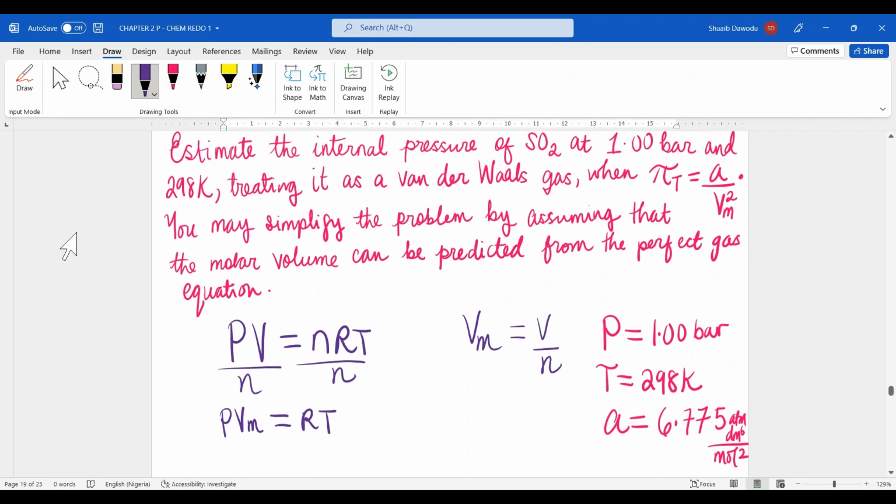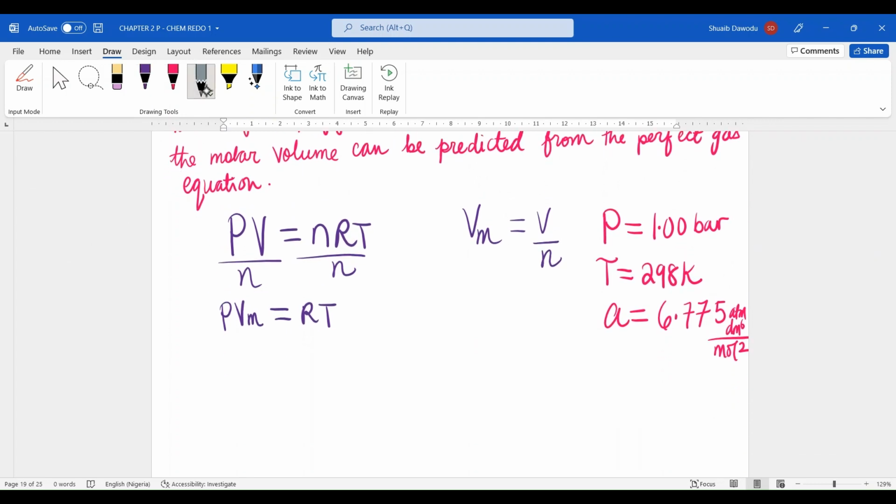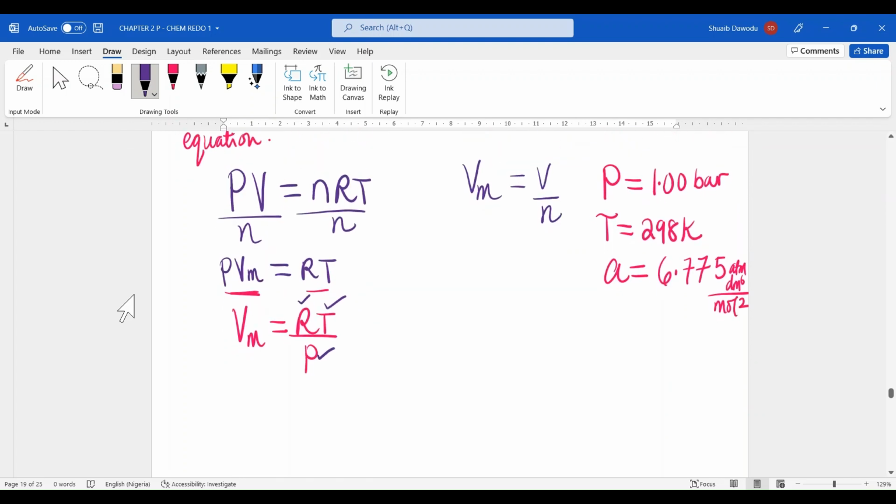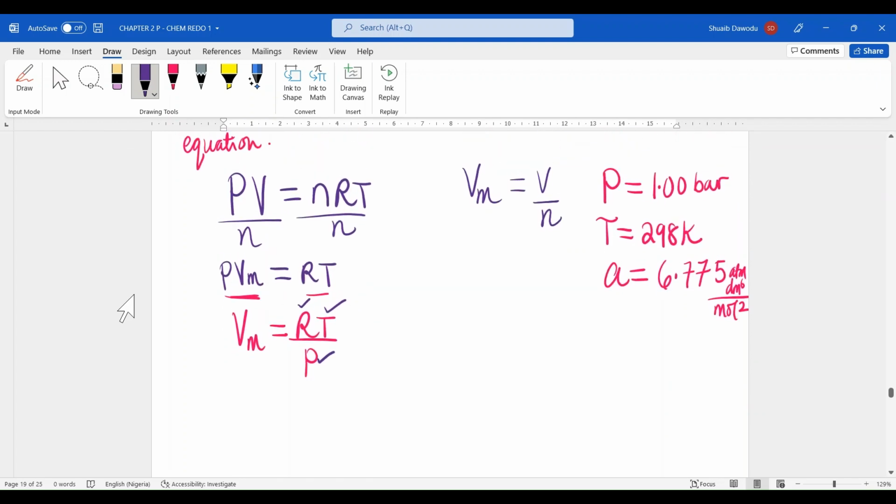Next we have the molar volume. Even though we're not given the molar volume, we have an equation here where we can determine it. The molar volume Vm is simply RT divided by P. We have the value for P, we have the value for temperature, and we also have the value for R, which is the gas constant. Even though they don't give it to us, we already know what it is. So all we have to do is substitute.